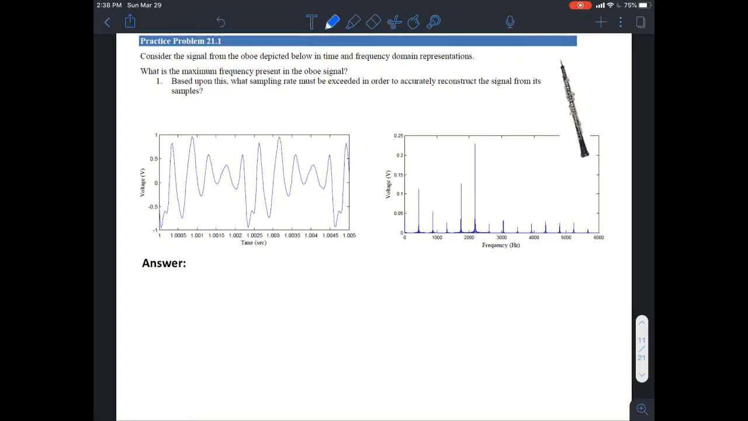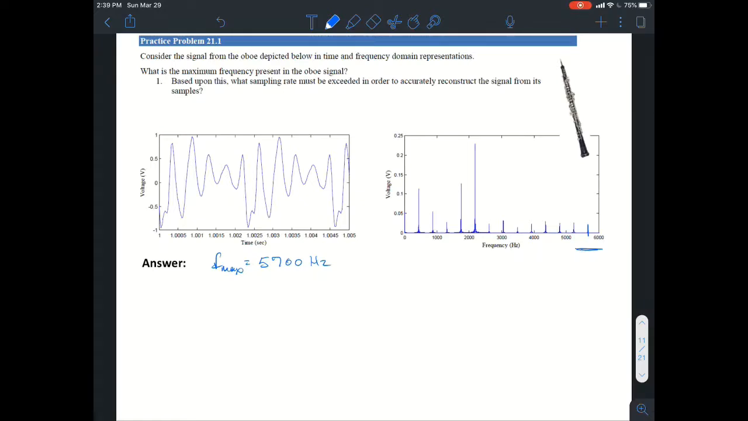Okay, so assuming you've gone through it and you should have some sort of information already, let's go ahead and look at this. First off, we're asked what the maximum frequency present in the oboe signal is. If we come over here to this portion of the frequency plot, we can see we have a peak right there. We can estimate that and say that's probably, let's call it 5,700 hertz. So F max equals 5,700 hertz.